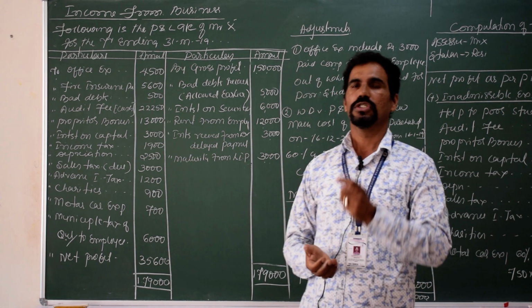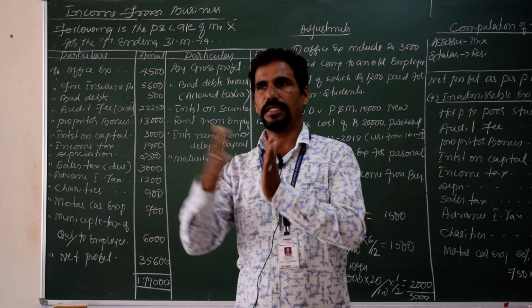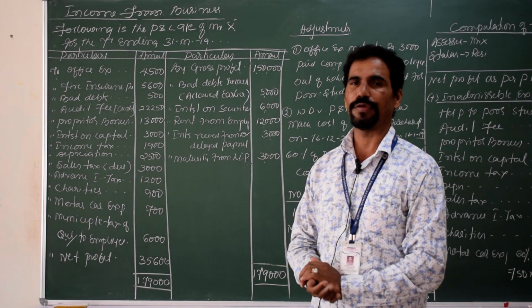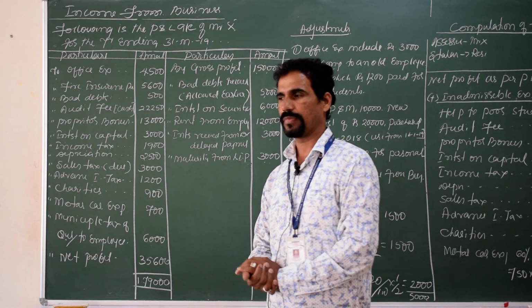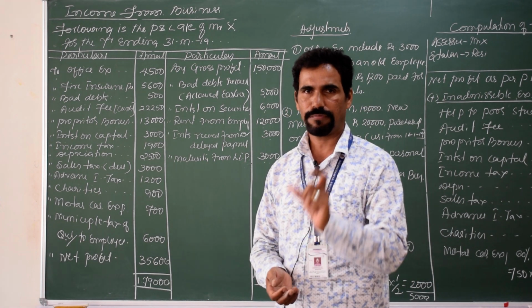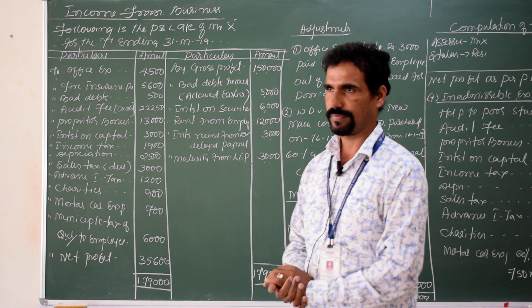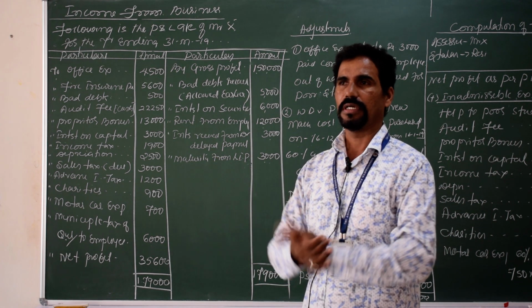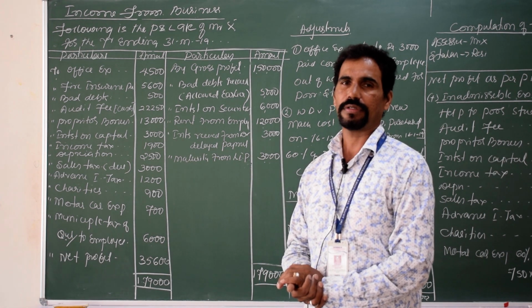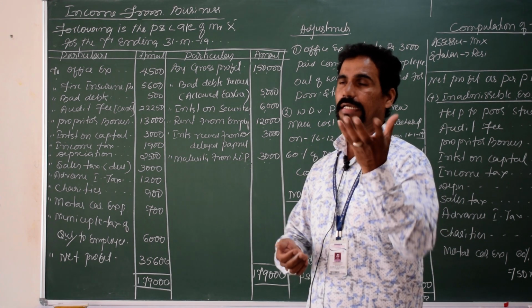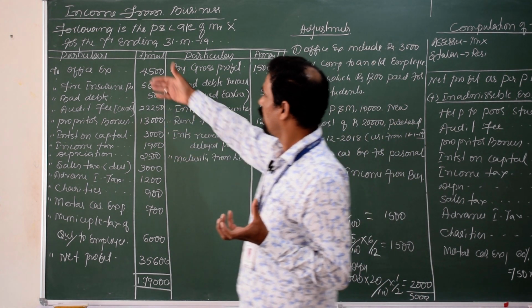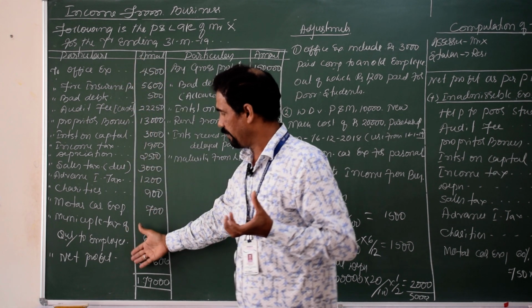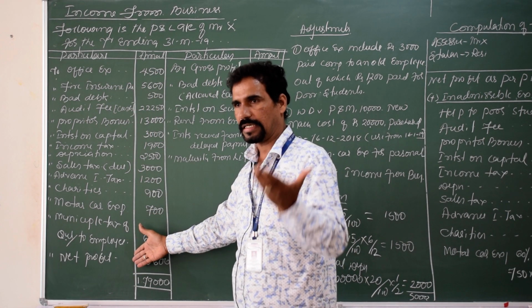The trading account is the conversion of raw materials into finished or semi-finished goods. It is prepared for the purpose of finding the gross profit or gross loss. So, what is the P&L account? The P&L account is related to the expenditures listed as per the P&L account.